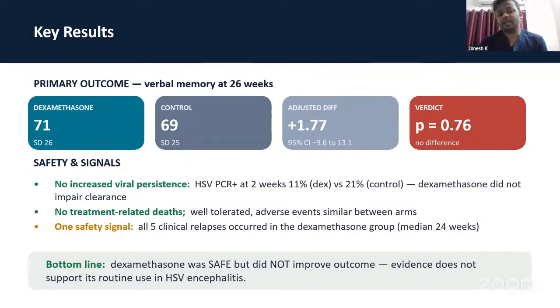So the bottom line, what they wanted to say, is that dexamethasone definitely didn't improve the verbal outcome, but however, it was safe in terms of it didn't increase the viral replication. There were no treatment related deaths. The bottom line is, if we suspect an encephalitis, any kind of encephalitis, we don't have to worry. We can start steroids early without worrying that dexamethasone is going to increase the viral replication. So we can start even before the CSF HSV PCR. This is what they tried to say.